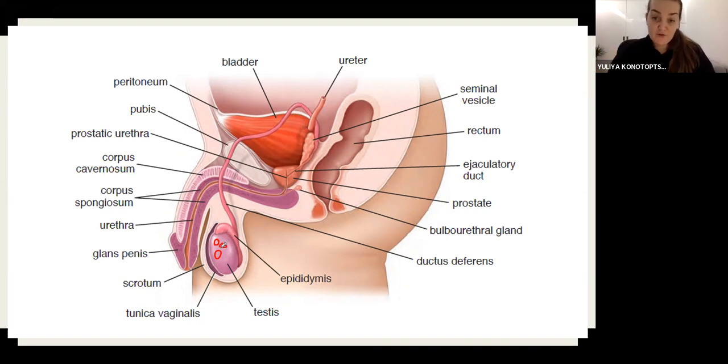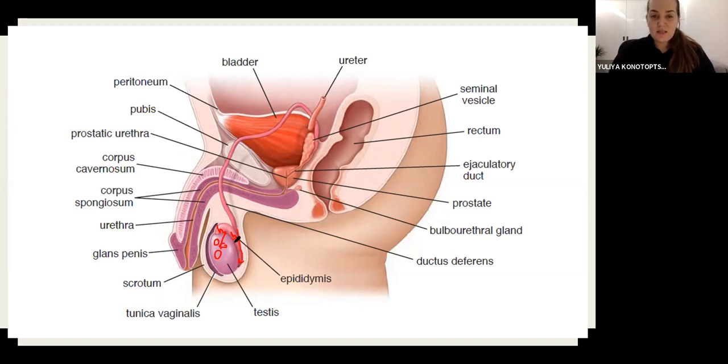From the seminiferous tubules, spermatozoa are going to be traveling to the epididymis. And you will see that the epididymis has 3 areas. This is the head of the epididymis, this is the body, and this is the tail of the epididymis. So how are spermatozoa going? From the seminiferous tubules to the head, to the body, to the tail of the epididymis. From the tail of the epididymis, spermatozoa are going to the vas deferens.